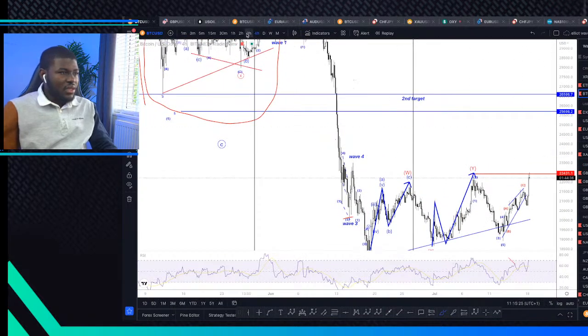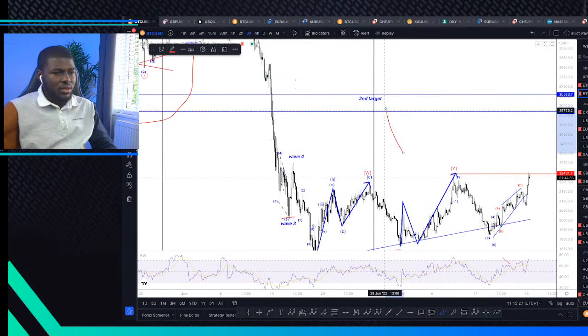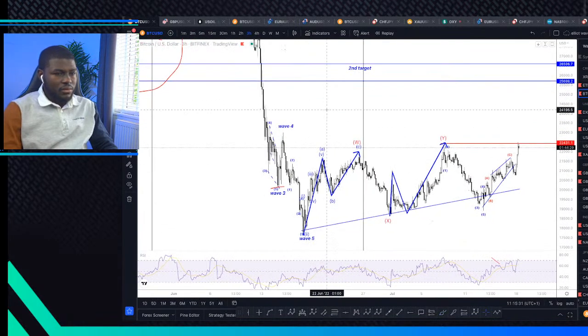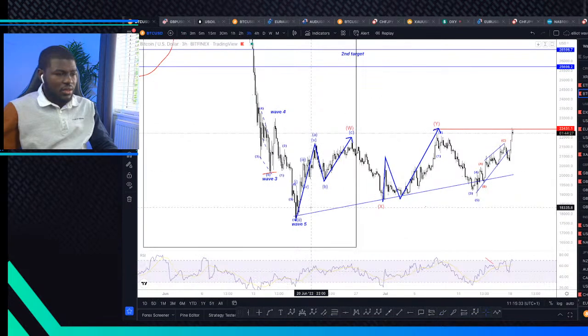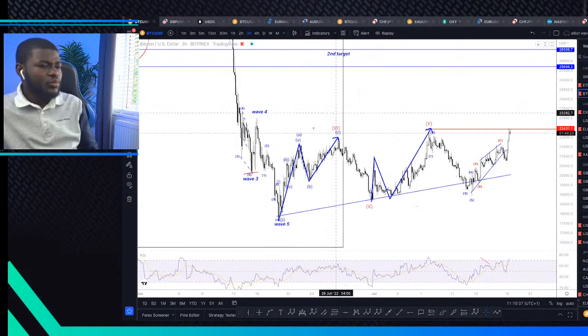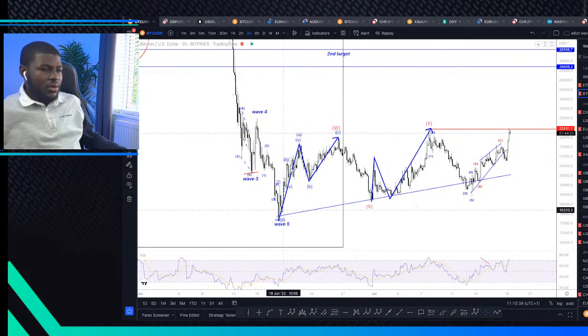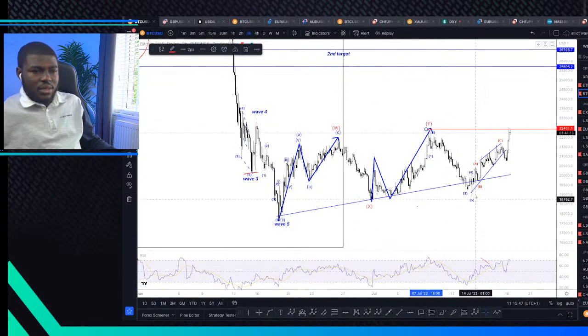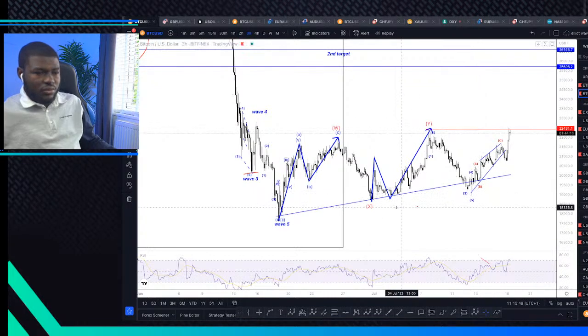To confirm that, we need to go lower into the 3-hour time frame. Going lower into the 3-hour time frame, what I could see there is that we have the whole of this as A, B, C. That's a zigzag. Then we had a correction downward. We have another zigzag to the upside here, followed by this. It failed to break below this former low.